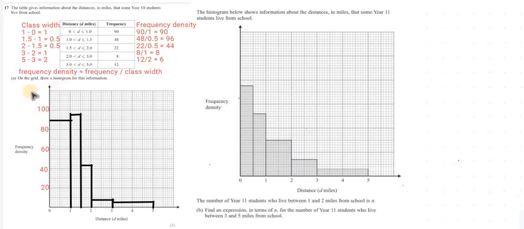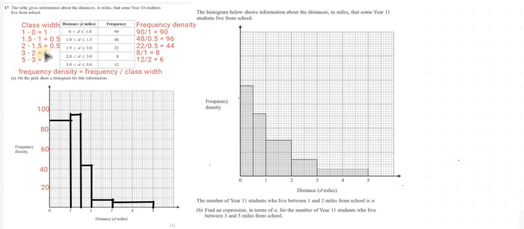Okay, so we want to construct a graph of frequency density against distance, and it's a histogram, so that means each bar is right up against the previous one. Okay, so how did we get this? Frequency density is achieved from the frequency and the class width. So frequency density is equal to frequency divided by the class width.